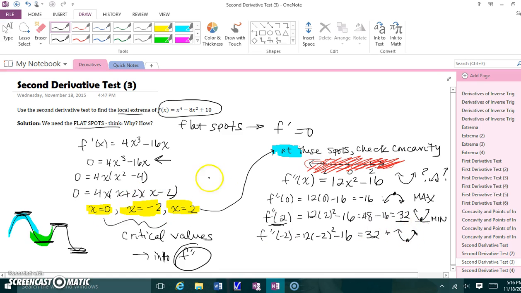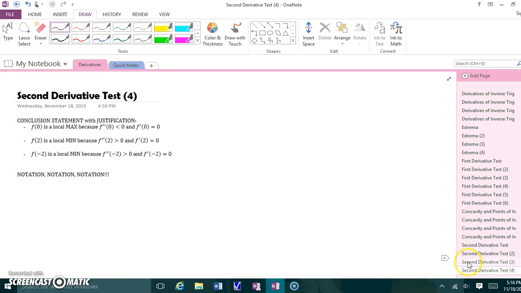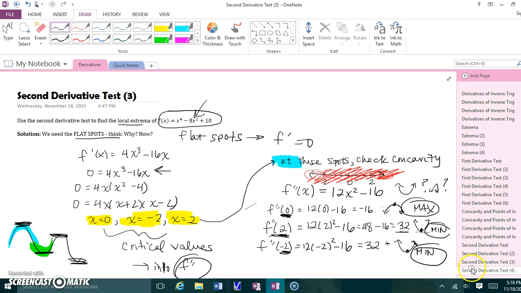So that means at 0, there's a max. At 2, there's a min. At -2, there is also a min. And notice we did this without even knowing what the graph looked like. I have no idea what this thing looks like. I just know where my minimums occur. So make sure you have that written down.